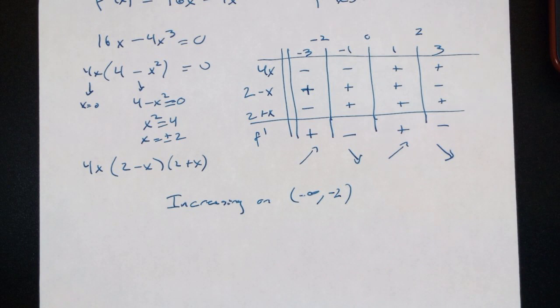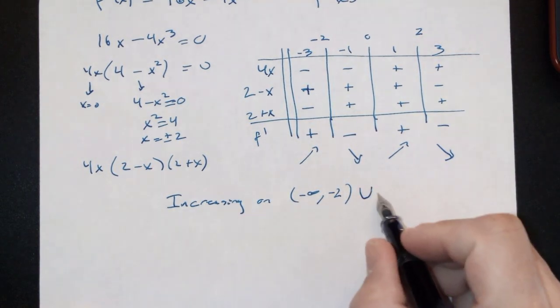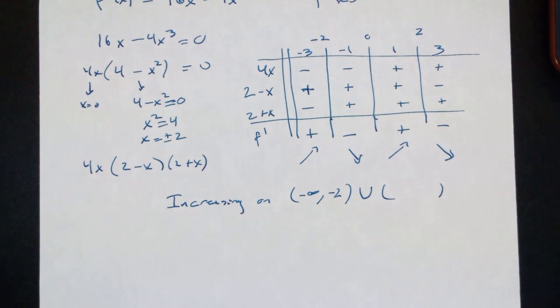We stop at that first critical number. And now here's me being a pain in the ass pedant. You could just put a comma between these, but the appropriate mathematical symbol is you're increasing if you're in this or if you're in this. That upwards union symbol is the logic term for or.